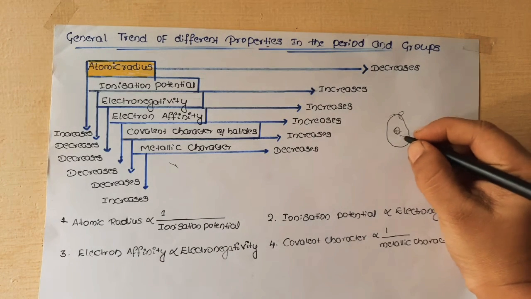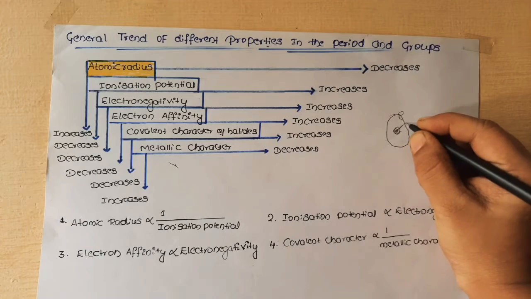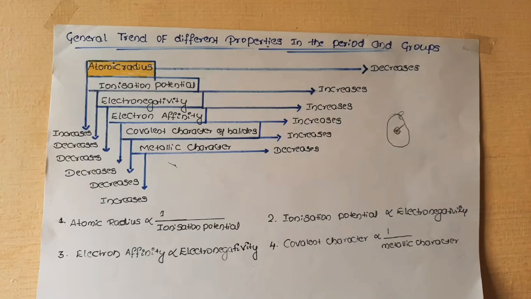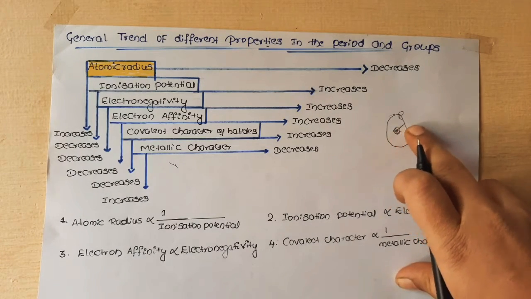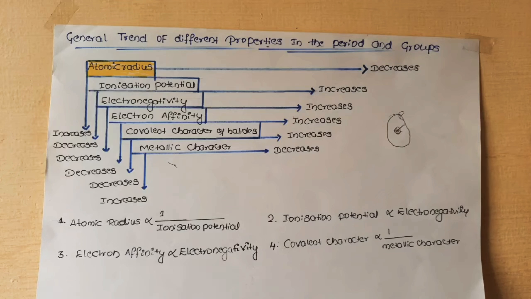There is a distance between the center of the nucleus to the outermost electron. The distance between the center of the nucleus to the outermost electron, this distance is known as the atomic radius. Now what happens along a period and down the group, that means what is the trend of this atomic radius.